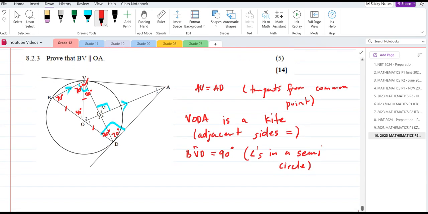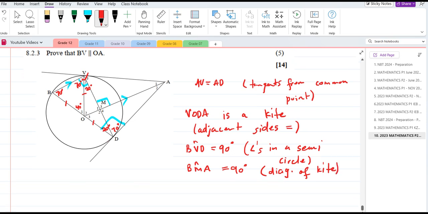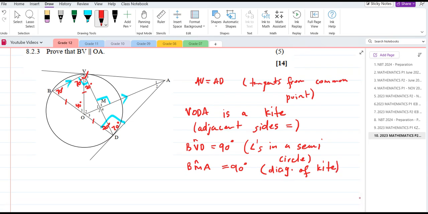BVD is 90, and now we've got diagonals OA and VD perpendicular. So we know angle BMA is equal to 90 degrees. We're going to write diagonals of kite, because we proved that it's a kite already. Diagonals of a kite intersect at 90 degrees, and now we've got angle BVD is equal to angle VMA or AMV.